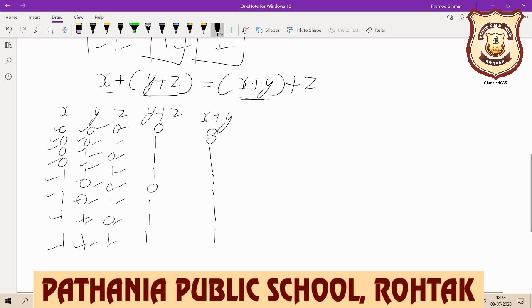So let's do x plus (y plus z). This is in. So now you do it. 0 plus 0, 0. 0 plus 1, 1. 0 plus 1, again 1. 0 plus 1, again 1. 1 plus 0, 1. 1 plus 1, 1. This 1 plus 1, again 1. And 1 plus 1 is 1. Clear? So this side is clear.